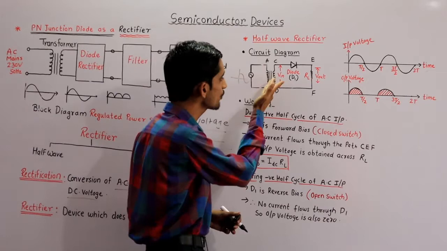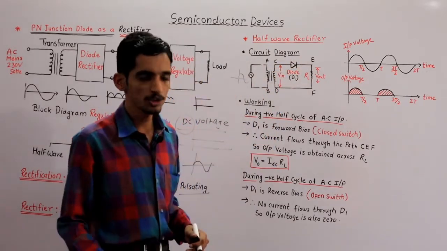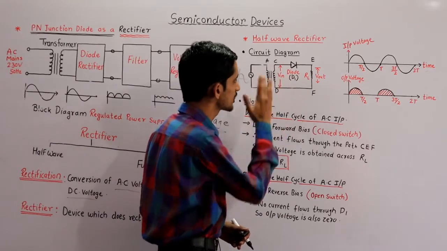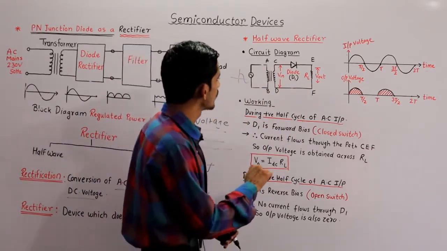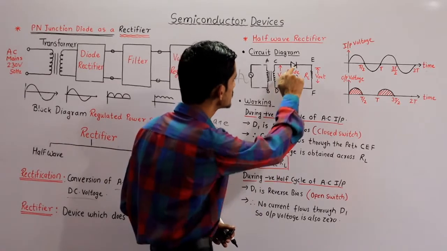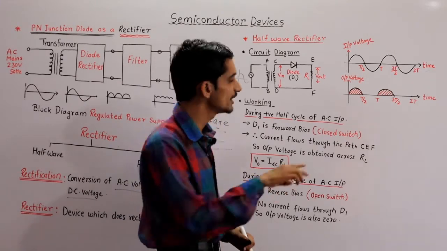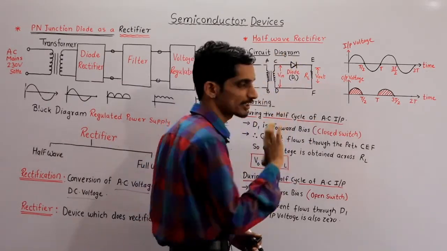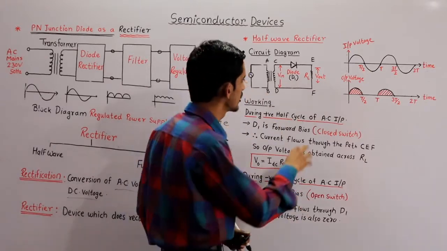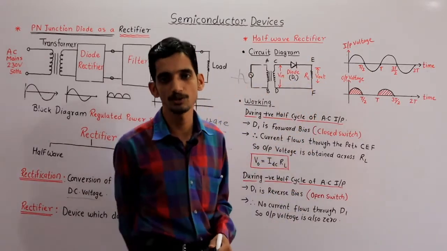So what is the necessity of transformer? Because the diode has to operate, otherwise the diode will burn out. So that's why it is converted into low voltage of 12 volt. In this circuit the diode acts as a switch. What is the function of this diode in this circuit? It acts as a switch. Whenever it is a closed switch, it provides a path for the current. Whenever it is an open switch, no current will flow, because current through an open circuit is 0.